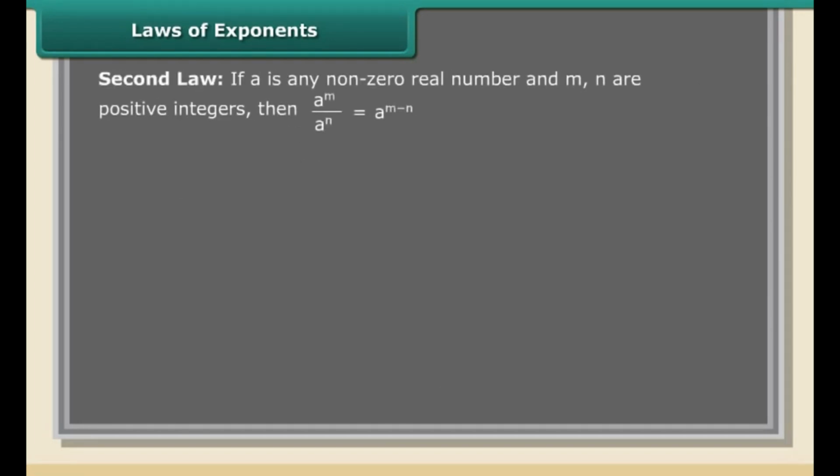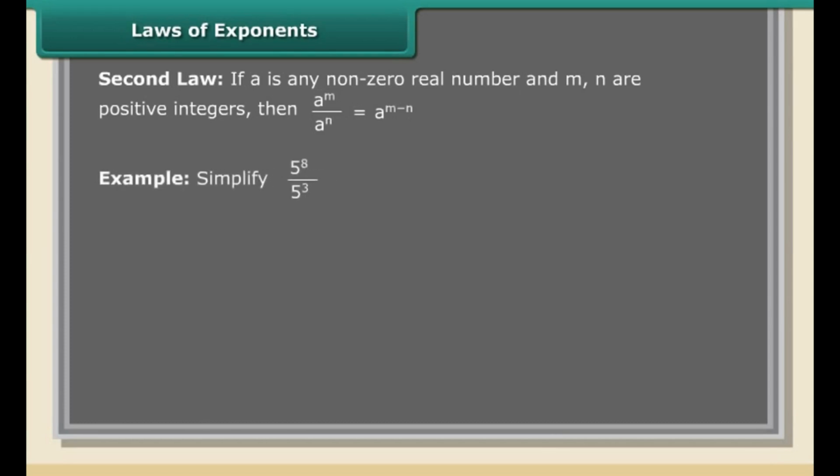Second law. If a is any non-zero real number and m, n are positive integers, then a raised to the power m upon a raised to the power n is equal to a raised to the power m minus n.